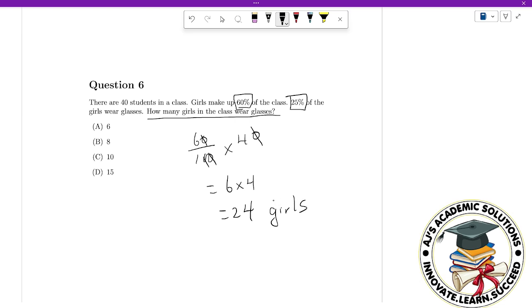Our next part is, if we ask ourselves, it's 25% of them that wear glasses. So what we do next is simply 25 divided by 100 times 24. Now, if you recognize 25 plus 25 is 50, which means 25 twos, 25 fours is 100, 4 ones is 4, 4 sixes is 24. So we know that 6 girls wear glasses.